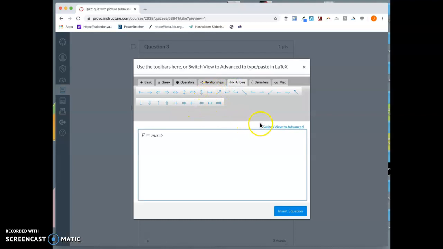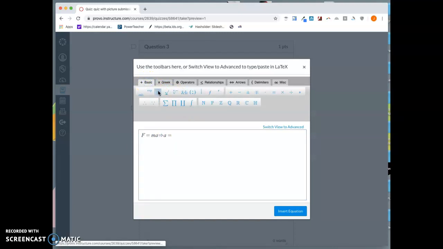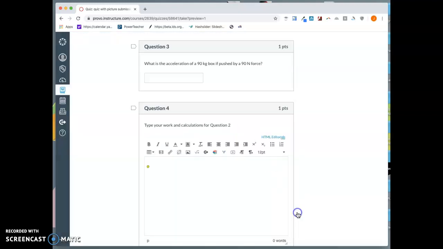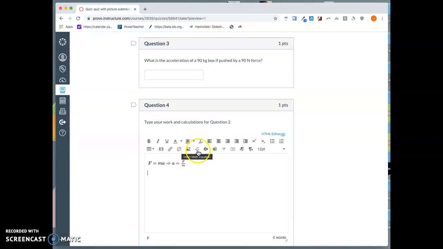And then that becomes the acceleration, because I divide both sides by the mass, equals, I need to go back to my basic and get my fraction, equals the force divided by the mass. So there's my equation and my rearrangement. So I'm just going to insert that one and then I'm going to do it just to show you on another line, my actual calculation.